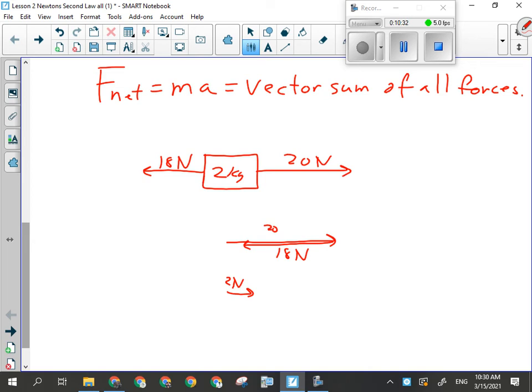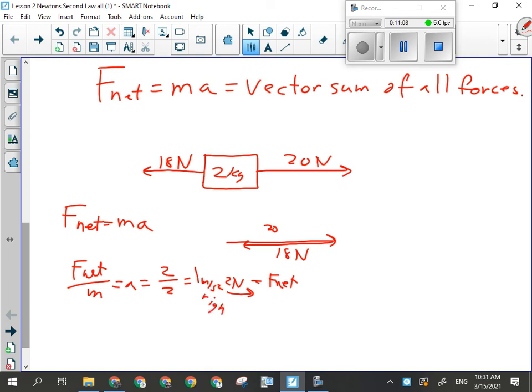Okay, so I have a net force of 2 newtons acting on a 2 kilogram mass. Could I now calculate the acceleration of the book? Okay, this is my F net, right? I just did the vector sum of all forces in order to get that. So I now know what F net is. I know the book has a mass of 2 kilograms. F net over m equals a, 2 over 2, okay, equals 1 meter per second squared to the right. Okay, so that's what the book would do in that situation.